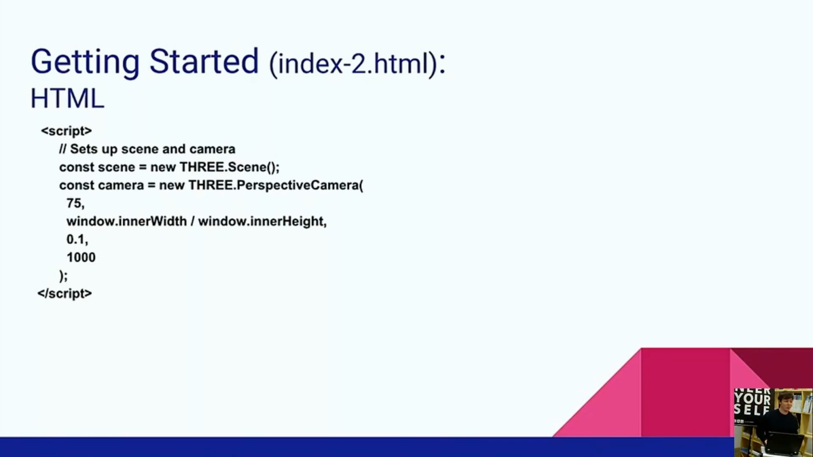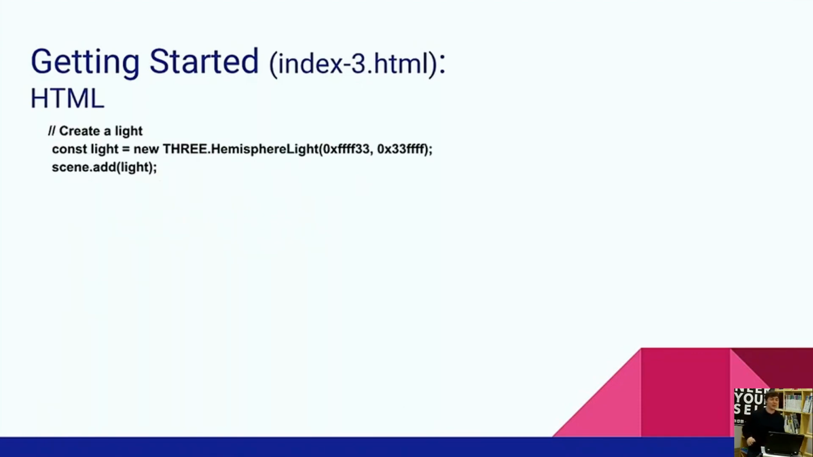All right, so moving along to index-3.html. Real quick, we need a light. If you don't have a light, unless it's, well, a basic material, you can't see anything. So here we create a light. Again, we use an object constructor method with JavaScript to create a new light.